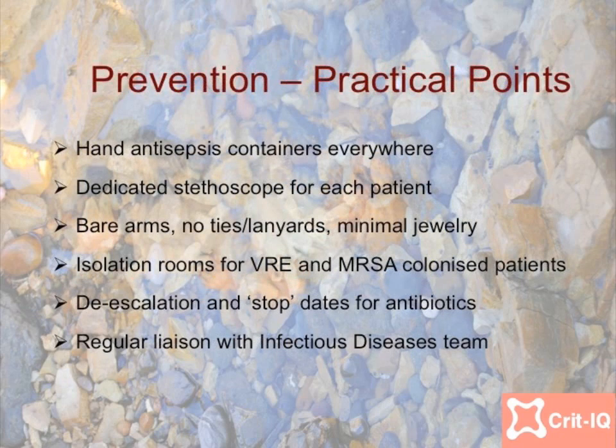So the practical points of prevention and what you'll see actually in day-to-day practice include the use of hand antisepsis containers everywhere, often a dedicated stethoscope for each patient, or at least cleaning stethoscopes with alcoholic wipes between patient use, the avoidance of long sleeves and ties and lanyards and minimal hand jewellery, the use of isolation rooms for patients that have colonised or infected with VRE and MRSA in an attempt to decrease the chance of spread to other patients in the intensive care unit, the de-escalation and stop dates for antibiotic to decrease the use of broad-spectrum antibiotics for long periods, and also regular meetings with the infectious diseases team to review current infections, antibiotic use, and appropriateness of such use.